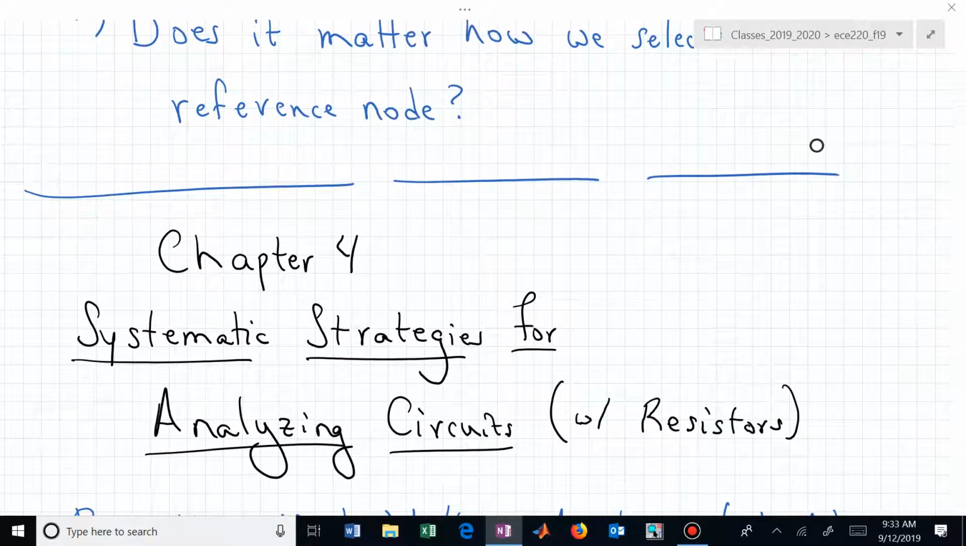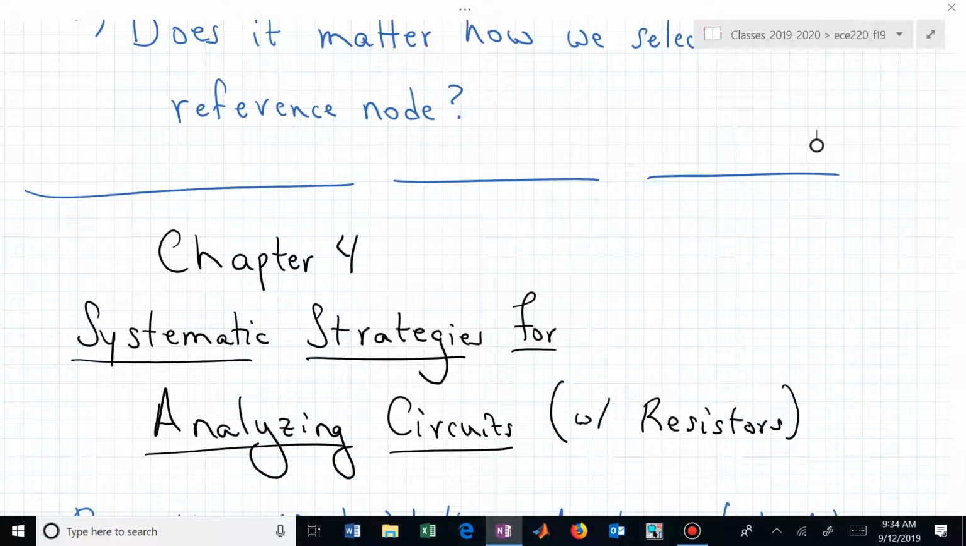Chapter 4 really is giving you some very basic, some very fundamental strategies for analyzing circuits. And I'm putting in parentheses with resistors. That's what Chapter 4 is dealing with. But if you understand this strategy or these strategies, you'll be able to apply them in your next course, ECE 320, when we generalize from resistors to impedances, where now we have inductors and capacitors floating around in the same way that we have resistors moving around in our circuits.